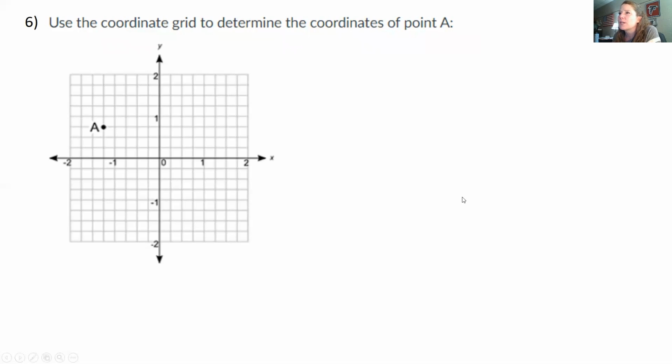Number 6, use the coordinate grid to determine the coordinates of point A. So we always start at the origin. We're going to go left. Well, here's 1. Make sure you read this carefully. So how many spaces, what would we name these spaces between 0 and -1?